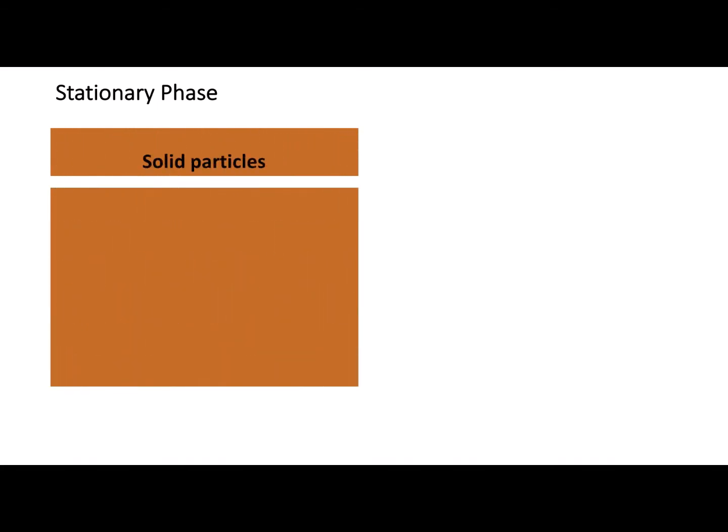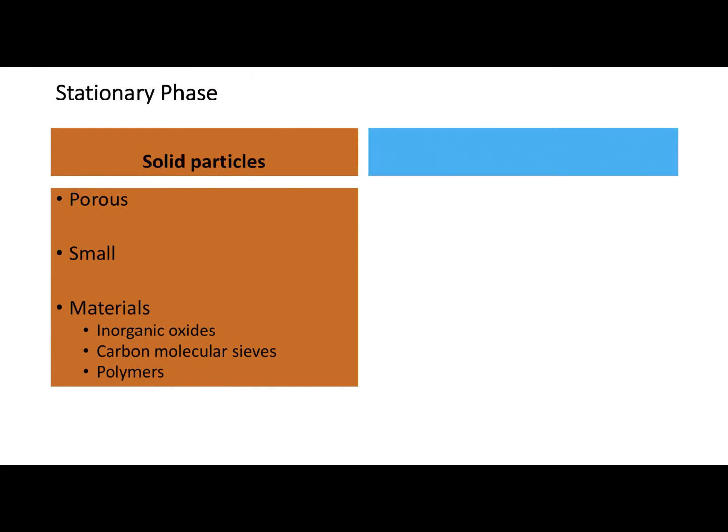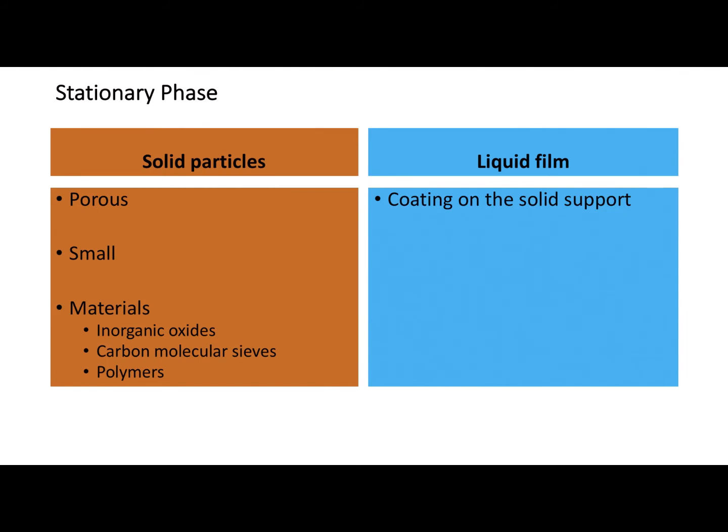Two different types of materials can be used as the stationary phase for column chromatography. The first type is small spherical porous solid particles. The materials that can be used include inorganic oxides such as silica gel and alumina, carbon molecular sieves, and polymers. The second type uses a liquid to coat the solid support, such as the inner wall or particles inside the column. The materials used are mainly polymers with different functional groups, such as polysiloxane with different functional groups and polyglycol.